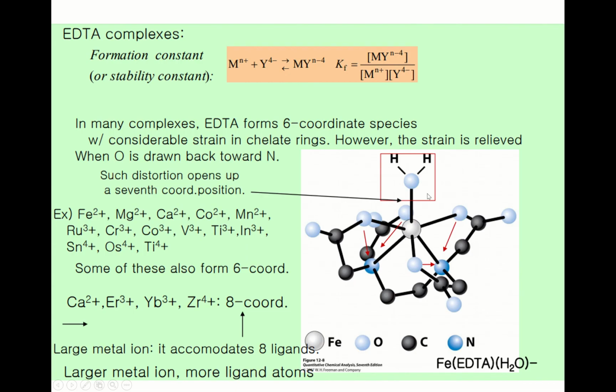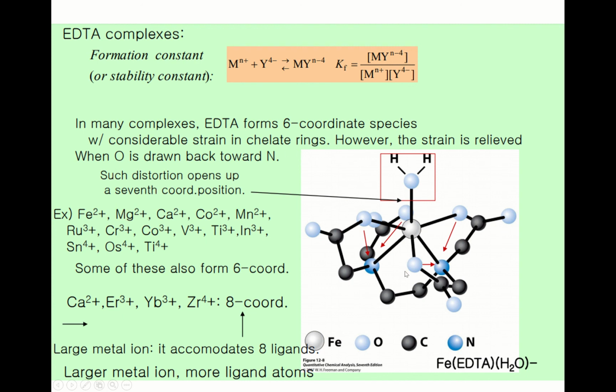Let's take a closer look at the EDTA complexes. This formation constant is also called a stability constant. In many complexes, EDTA forms six coordinate species because EDTA is a hexadentate ligand. That's why in many cases EDTA forms six coordinate species, with considerable strain in the chelate rings.